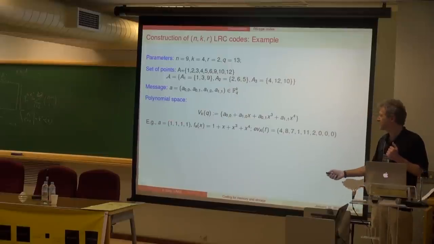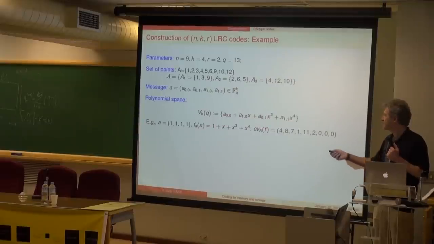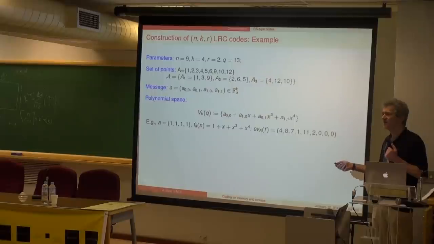For instance, a is 1, 1, 1, 1. The polynomial is, therefore, f of x equals 1 plus x plus x cubed plus x to the 4. Evaluate at these points. So let's evaluate at 1, and we get 4. Let's evaluate, I think I'm using this order, at 3. 1 plus 3 is 4, plus 27. 27 mod 13 is 1, and therefore this is 5 plus 81 makes 86, and 78 is divisible by 13, so 86 mod 13 is 8, and so we get 8, and so on.